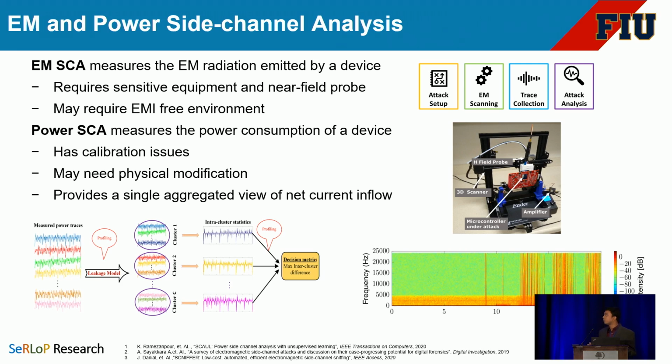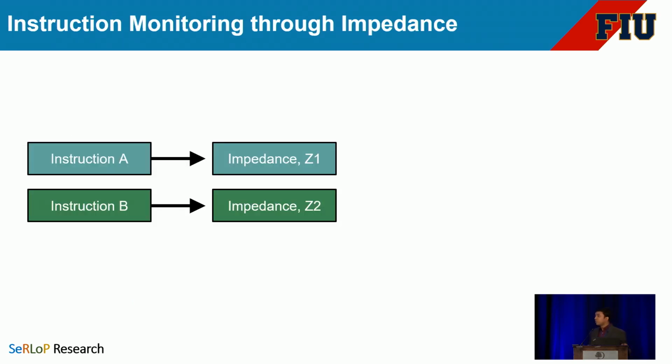And the major problem with power side channel analysis is that it provides an aggregated view of the net current inflow. So you don't see a specific response from a chip. You get the overall view of your device. So we used impedance as a side channel.